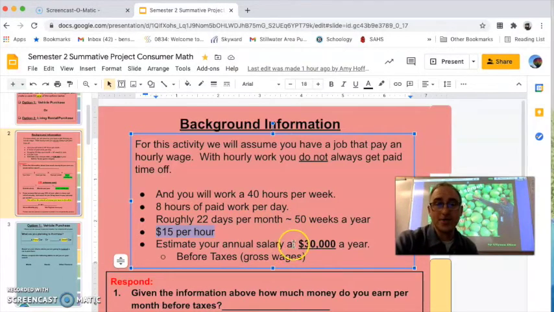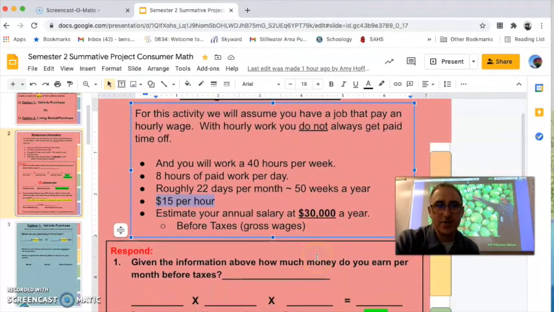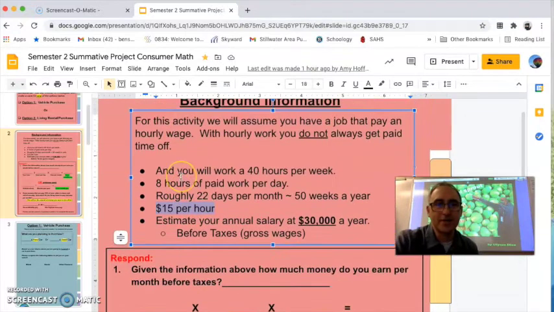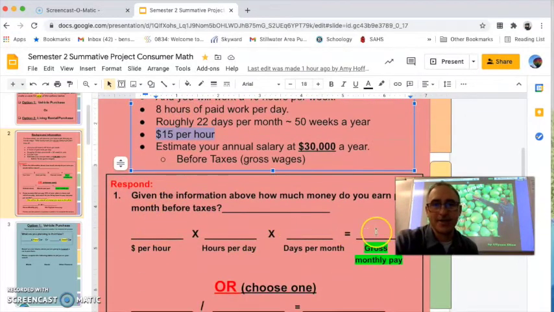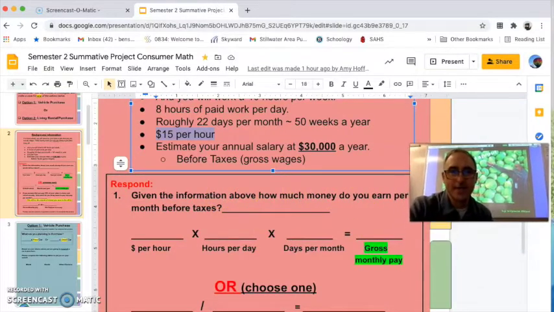Now, when we ask you to do the calculations on this page, they're not going to come out exact. They're approximate, but you are going to take the information from above here and apply it to this formula. Given the information above, how much do you earn per month before taxes? Well, you're going to take your dollars per hour. How much is that? 15 here. You're going to move it down to the 15.